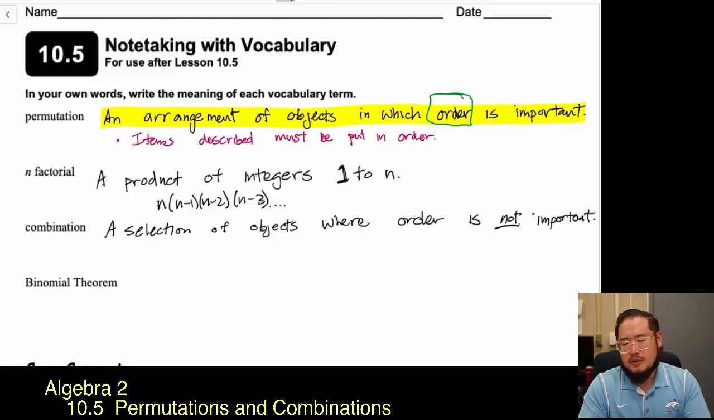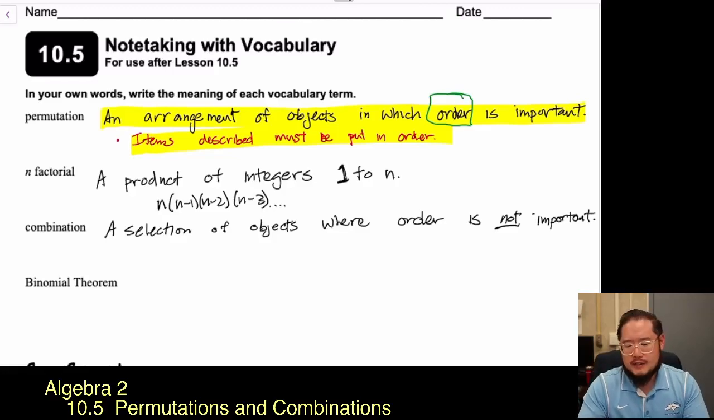In this section, a lot of the questions talk about arranging letters. Okay, so that would be a type of permutation. So once again, and I put it here in red, the items described must be put in order. So that's the first type.